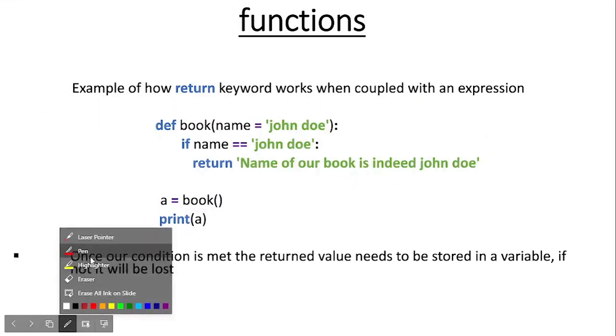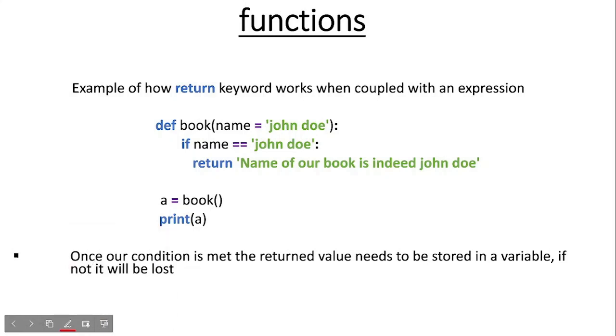This time we'll use only the return keyword inside our function. So in the first line of code we create our function called book, and inside the parentheses we have a predefined parameter called name. So a string of John Doe will be assigned to our parameter called name. Then we have colon. So our second line of code we have indentation before the if statement. So we have if name, the equality operator, and a string of John Doe, then colon.